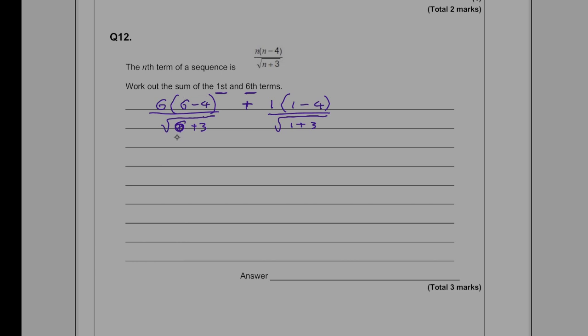So that's going to be 12 over 3 plus minus 3 divided by 2. Let me just check that. That's definitely 2. So that's going to become 4 minus 3 over 2, or 1.5. So that's going to be 2.5, or 2.5.